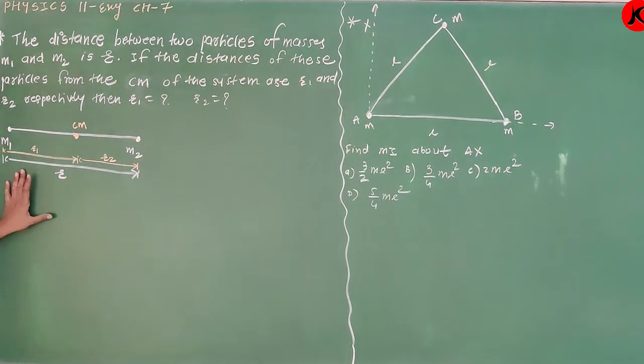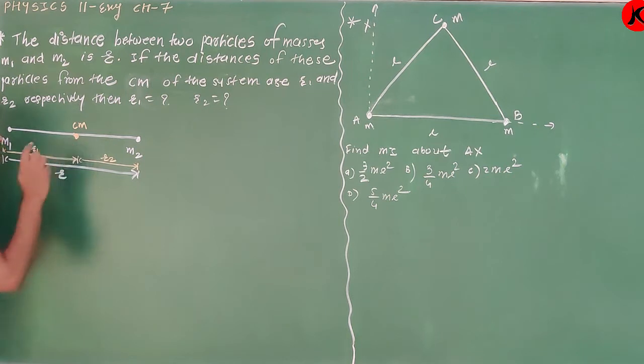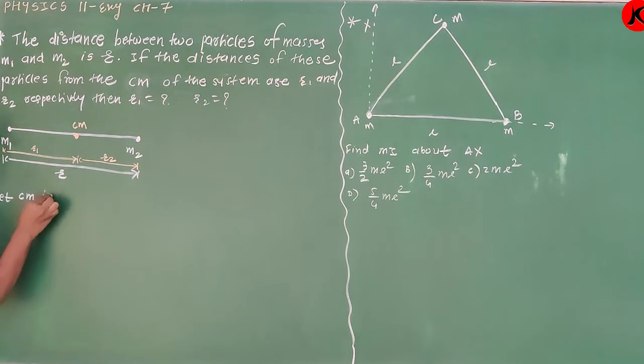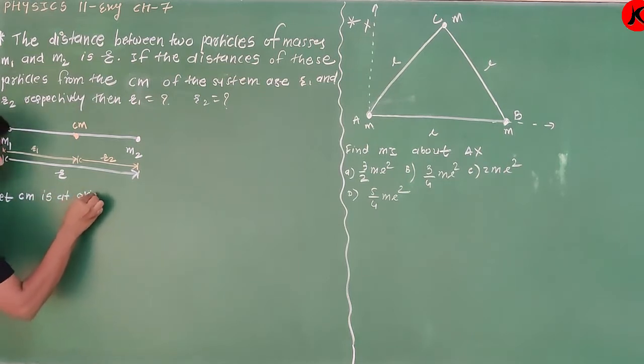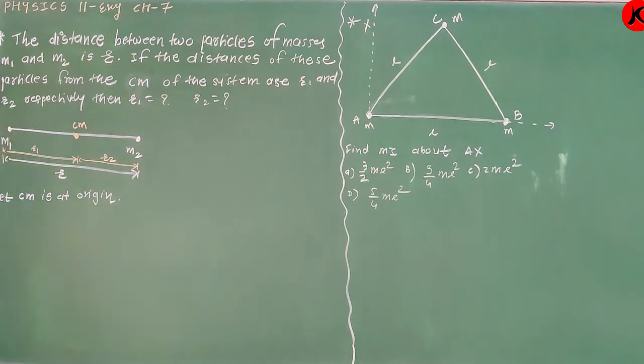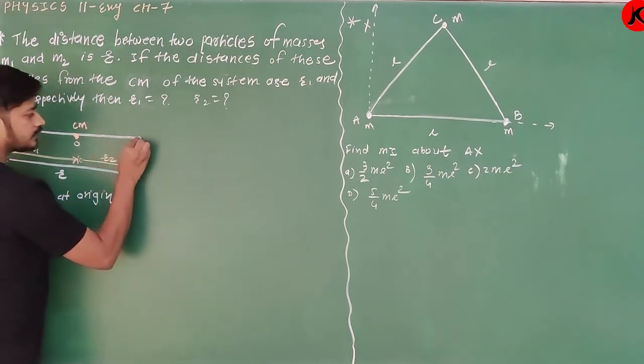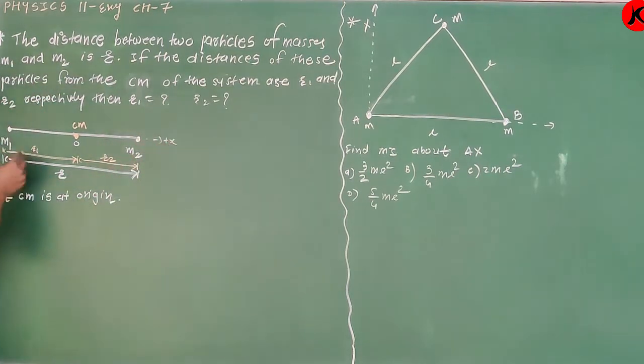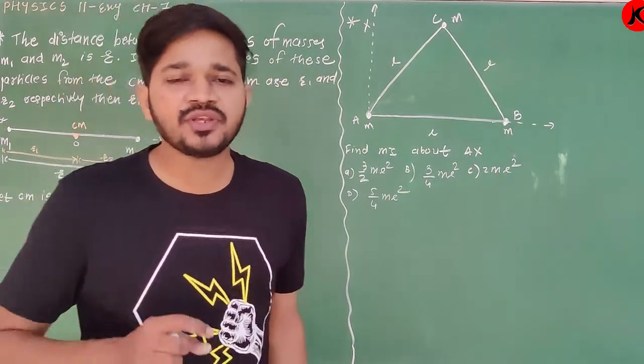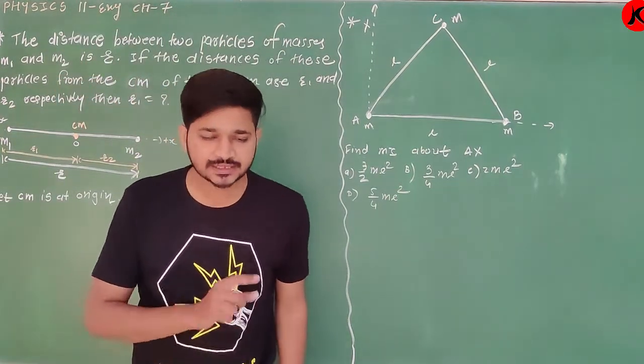Now see, you have the figure. How to solve this question? First of all, I will assume the center of mass is at the origin. Here it is, at the origin. So I can say this is the positive x-axis, and this is the negative x-axis. Clear about this?